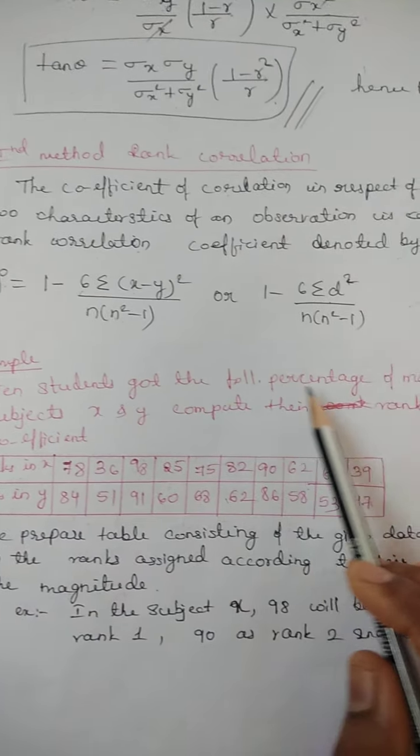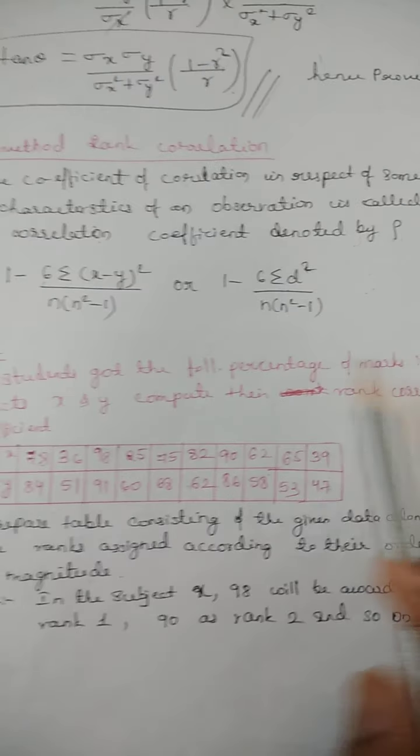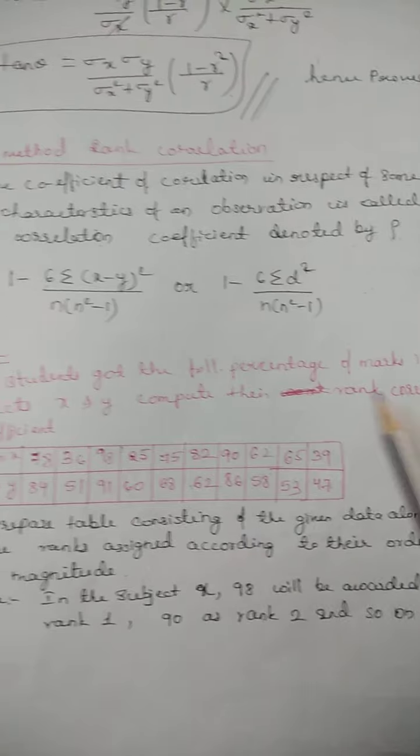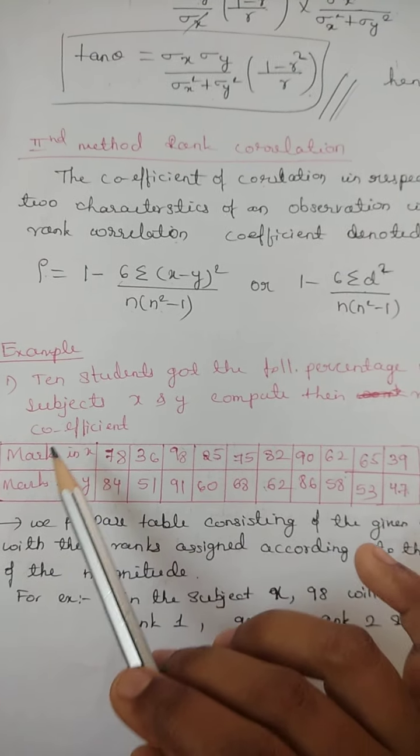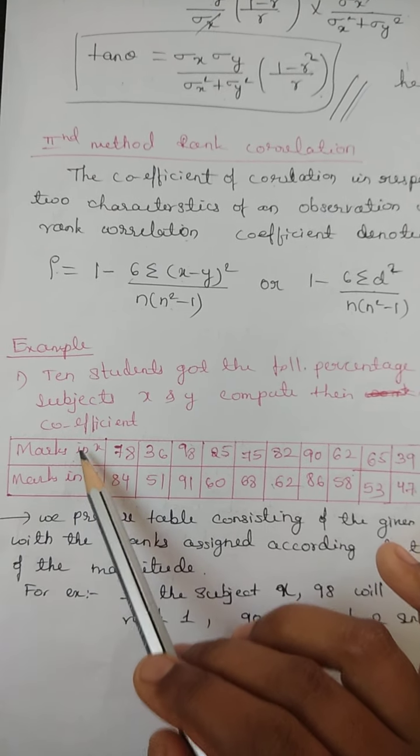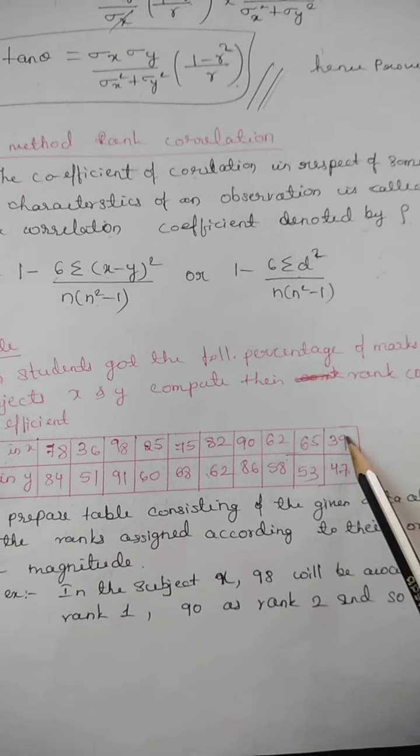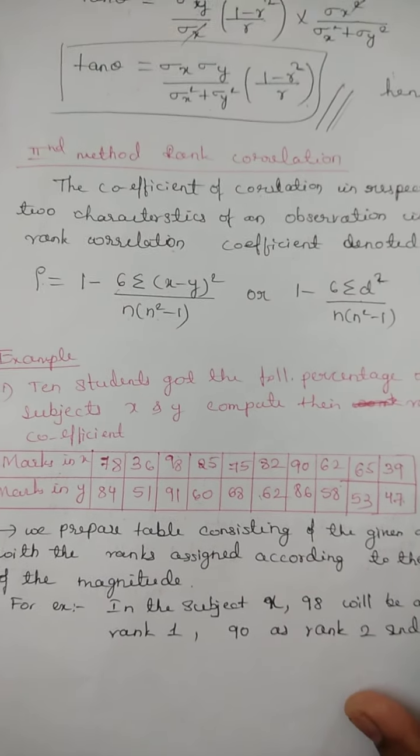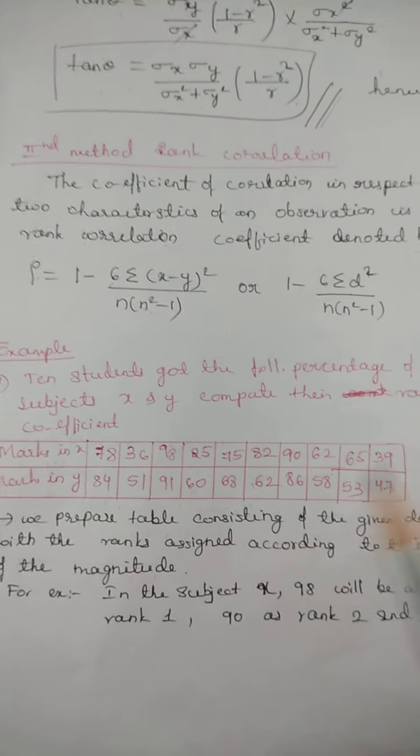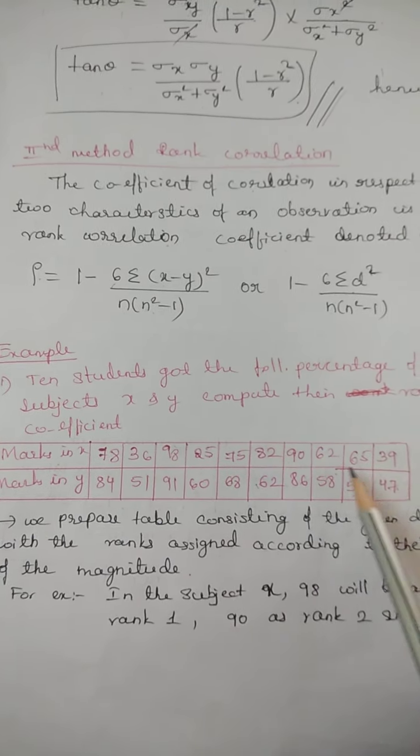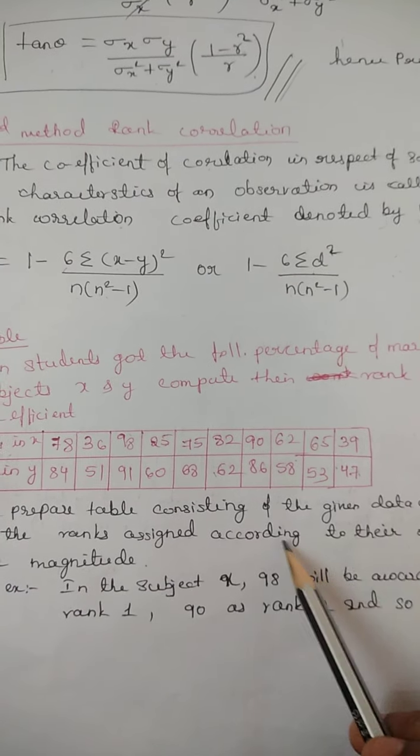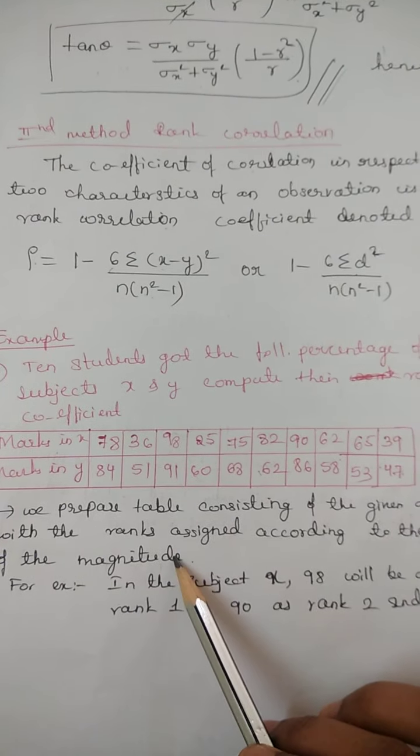10 students got the following percentage of marks in two subjects x and y. Compute their rank correlation coefficient. The marks in x and y, two subjects, are given. First of all we have to assign the ranks to this given data according to their order of magnitude.